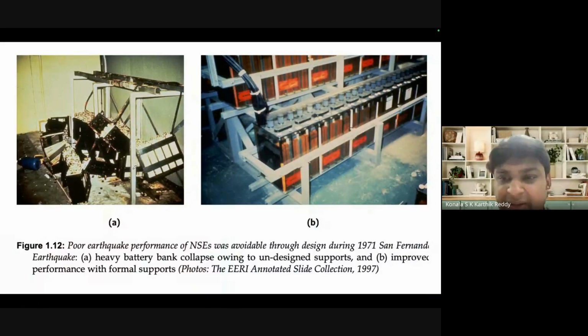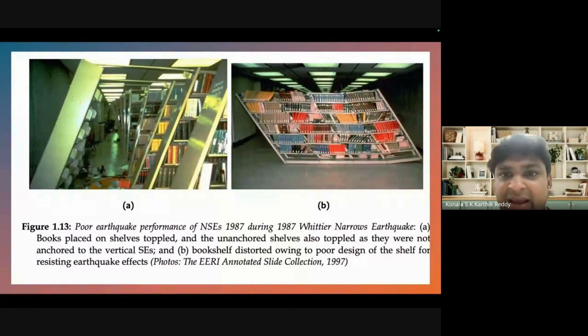This is what is going to happen. This is during the notorious 1971 San Francisco earthquake. This is what has happened to the battery bank. It has completely fallen down. And look at this one. This is nicely anchored and kept in a case-like manner, and it is not damaged at all. And look at the racks. You can see over here.